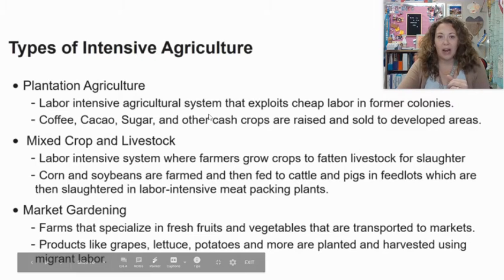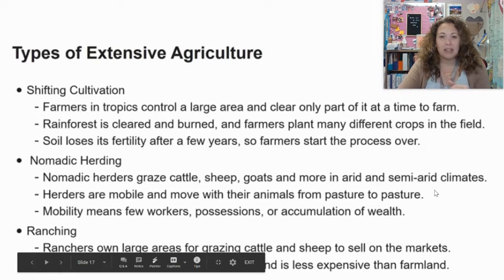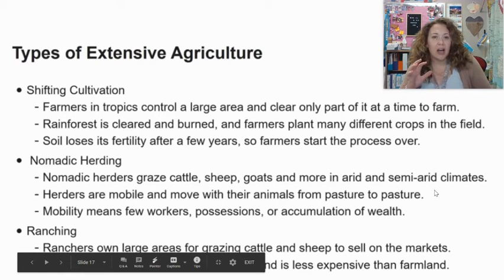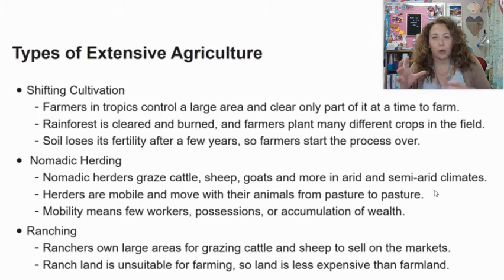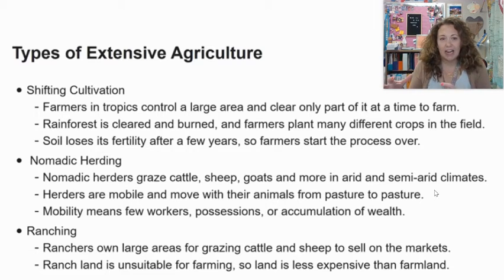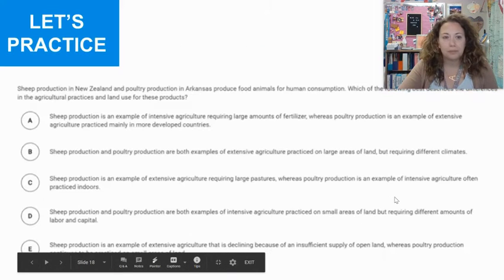Whereas extensive is going to be shifting cultivation, where you might only be working on one chunk of area at a time, like clearing and burning rainforest and then having new crops pop up in that soil. Herding, when herders are herding their cattle, sheep, and goats. And then ranching is the big scale, where we're fattening cows up to take them to market.